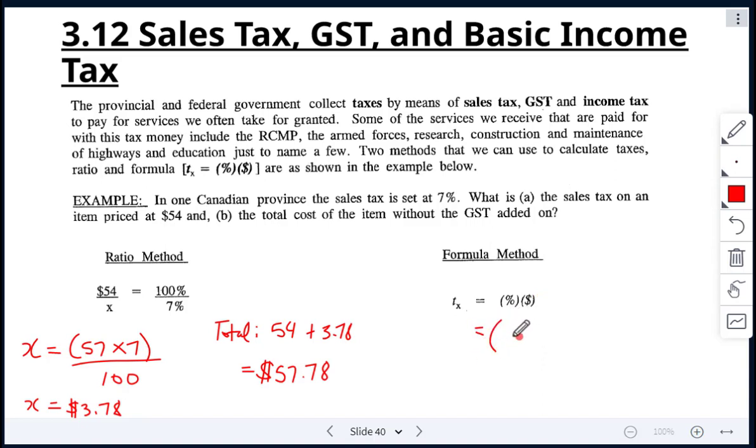All right, so the same problem can be done using this formula method. Percent as a decimal is 0.07. The dollar amount is $54. We just multiply that and we get $3.78. And then add that on to the original price, which is $54. And our total is $57.78.